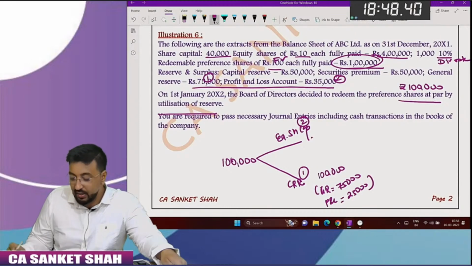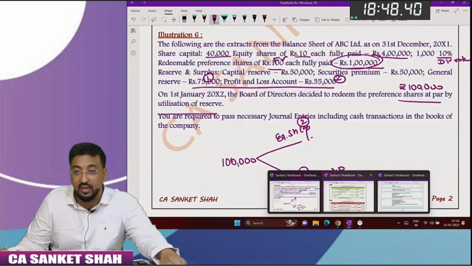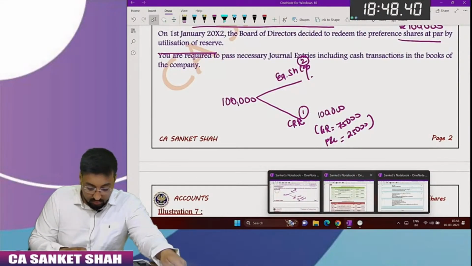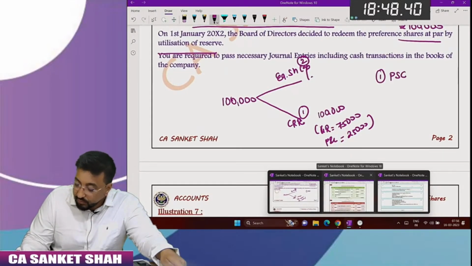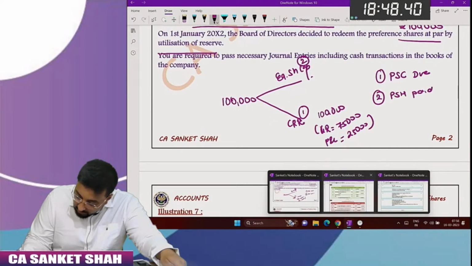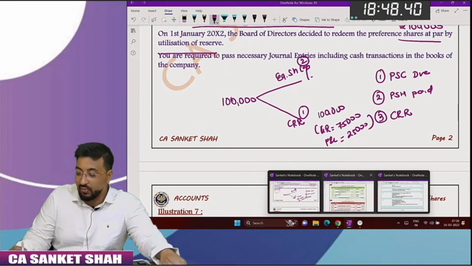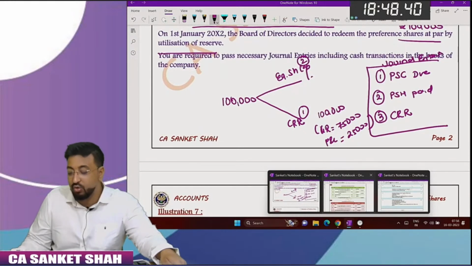So the entries are very easy. Now you only tell me the entries. What is the sequence? Number 1, preference share capital due for redemption. Second entry, preference shareholder paid. And the third entry, CRR. So this is the sequence. You can write on the question: journal entry sequence. Whenever you are recalling it, you can see the journal entry sequence.